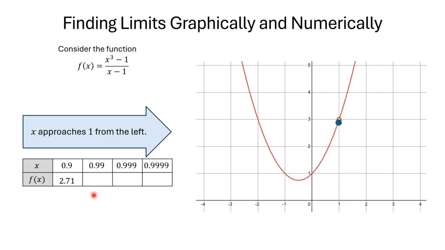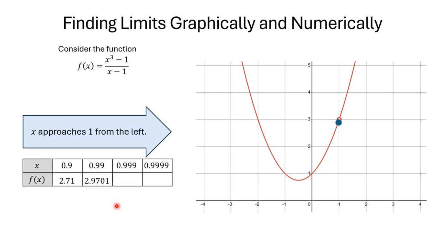Now let's plug in a number even closer to 1, like 0.99. Even closer to 1, but still less than 1. So it's still on the left side of 1. When I plug that in, I get 2.9701, a number that's even closer to 3 than 2.71.